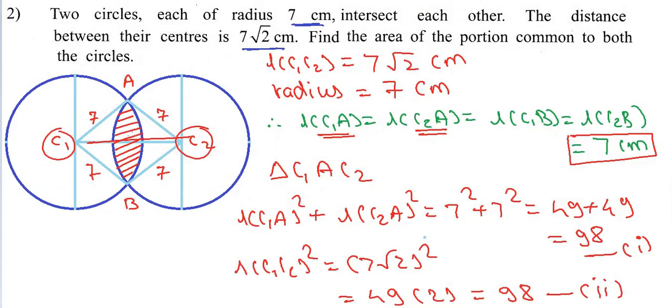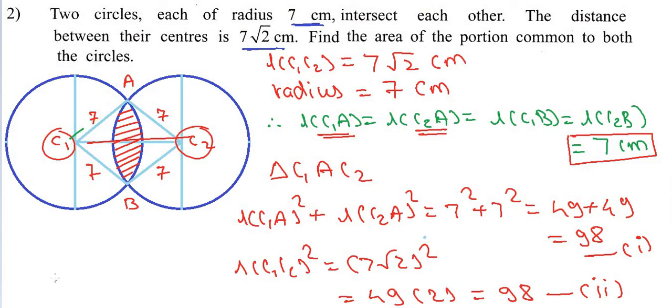Now let us find the area of sector C1AB. Try to locate the sector C1AB. Say this one with green color. C1A, B, back to C1. This is sector C1AB.